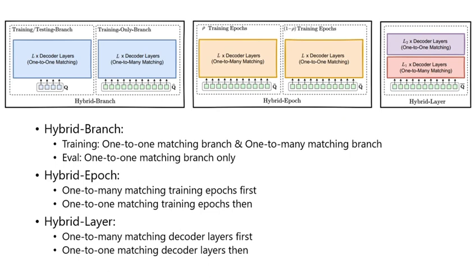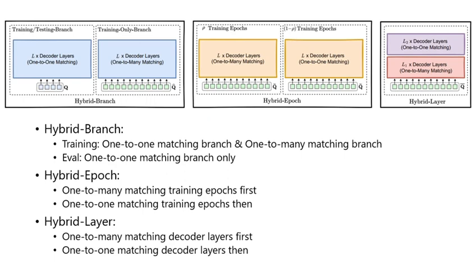In the first certain epochs, we perform one-to-many matching to accelerate the training progress, and then we change one-to-many matching to one-to-one matching for the remaining training epochs to avoid duplicate predictions. In the hybrid layer scheme, we also maintain a single group of queries just like the hybrid epoch scheme. Instead of performing different matching strategies across different training epochs, we apply one-to-many matching on the predictions output by the first certain transformer decoder layers, and one-to-one matching on the predictions output by the remaining transformer decoder layers.